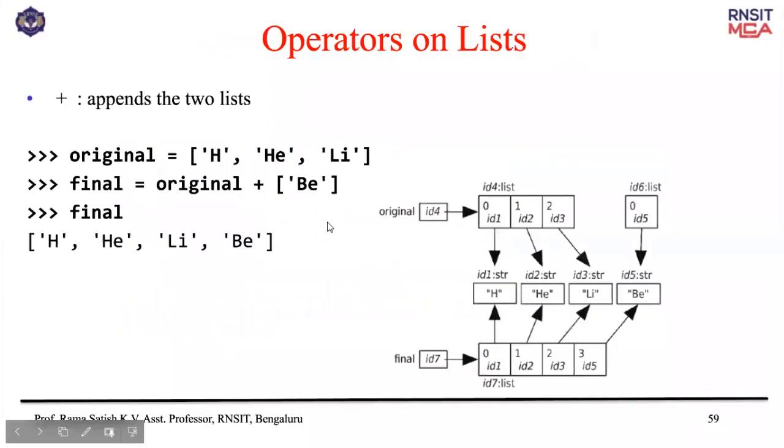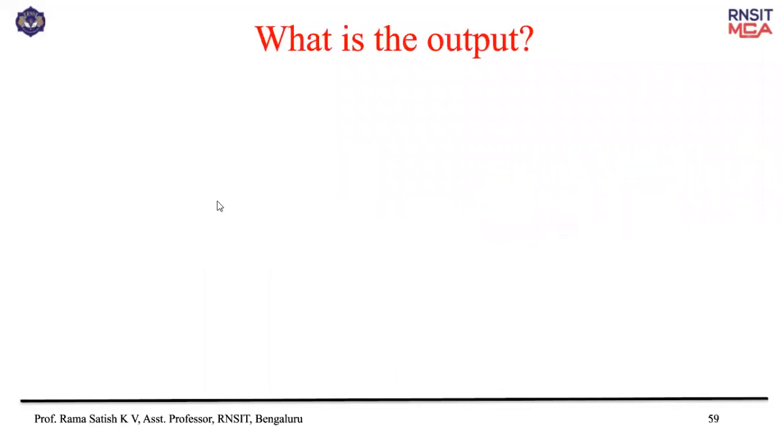Next, we have the append operation. The plus operator is used for appending to lists. So here, we have He, helium and lithium, and if you have beryllium that you want to add, you can certainly do original plus Be. You can just combine it. When you combine, a new element is created, and that new element is automatically added to the final list. You can create two lists and you can combine them.